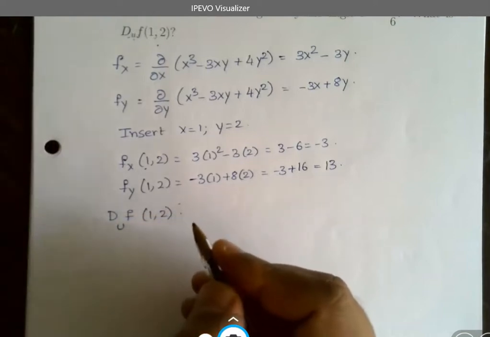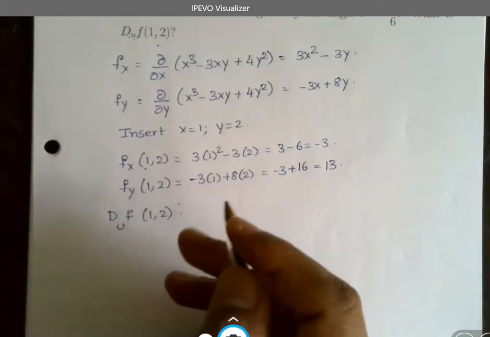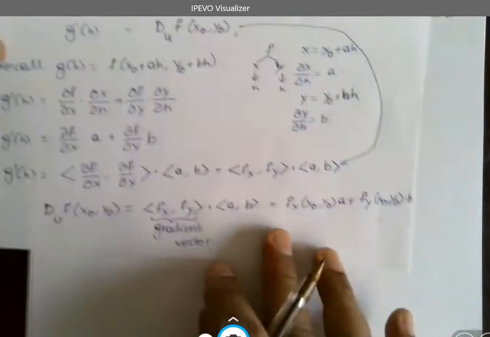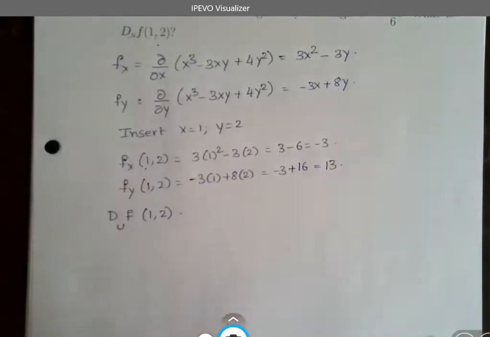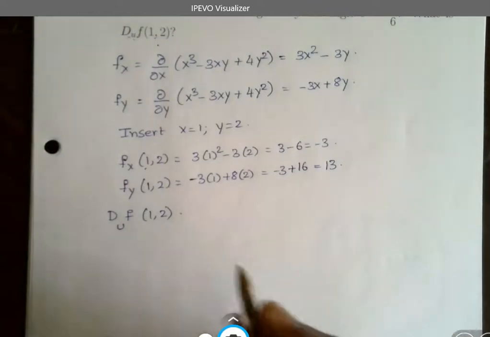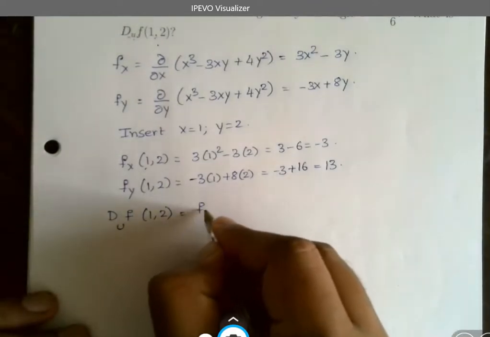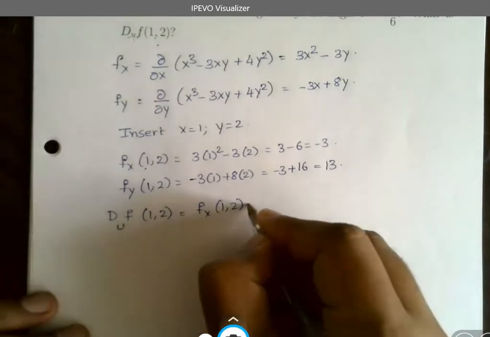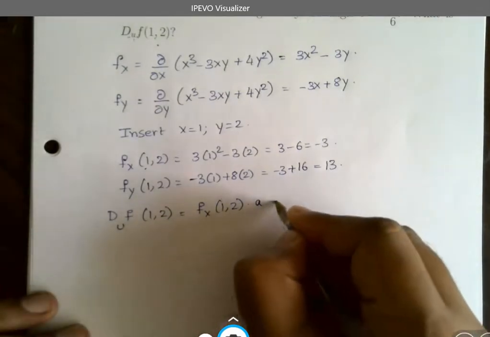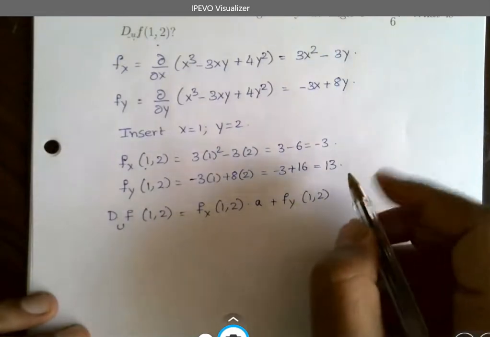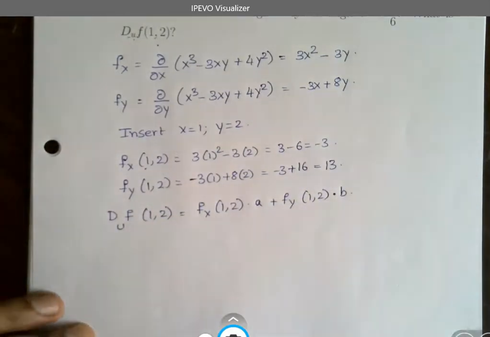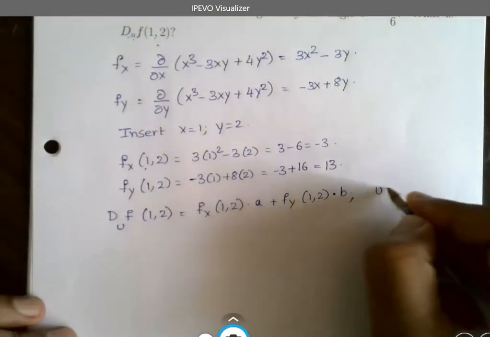And from our previous formula, let me bring that page back. This is the formula that we are really using here. That's going to be fx at (1, 2) times a plus fy at (1, 2) times b. I hope you're with me on that. u is going to be (a, b).